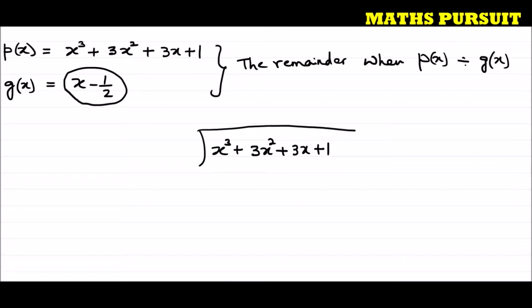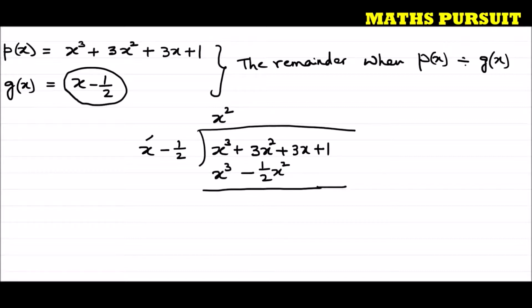So here we have x to the power 3 plus 3x to the power 2 plus 3x plus 1, and the divisor is x minus 1 upon 2. Now here we have x to the power 3. What should I multiply to this x so that I will get x to the power 3? That means I need to multiply x to the power 2. If I multiply x to the power 2 with this x, I will get x to the power 3. Then x to the power 2 into minus 1 by 2 will become minus 1 by 2 x to the power 2. Now let us subtract it.